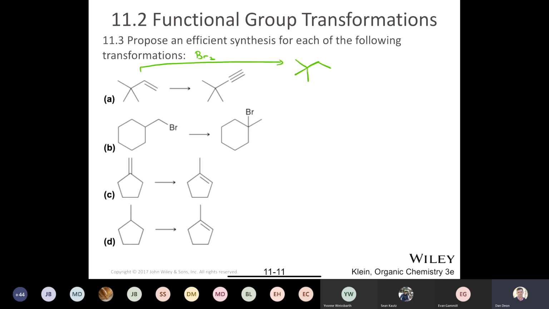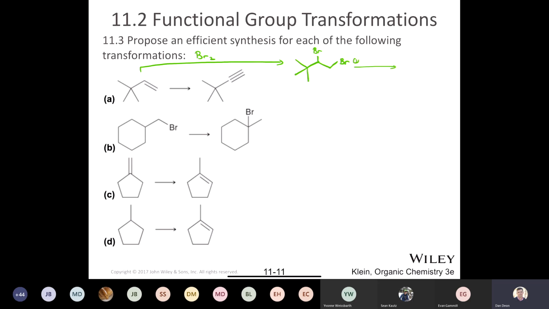We end up with this molecule where we have a bromine here and we have a bromine here. So now we have a vicinal dibromide. And now we can take that vicinal dibromide and we can do a double elimination followed by deprotonation and then addition of water to make the terminal alkyne.